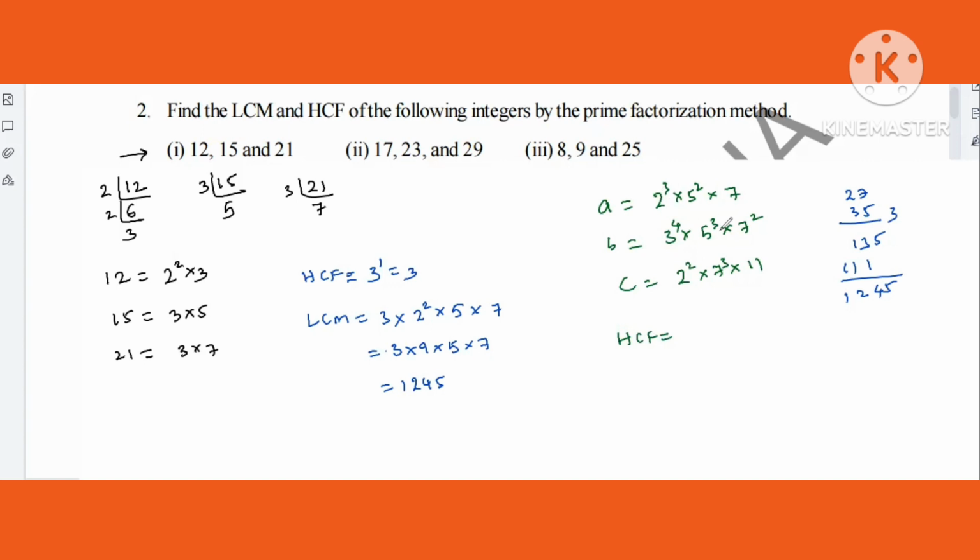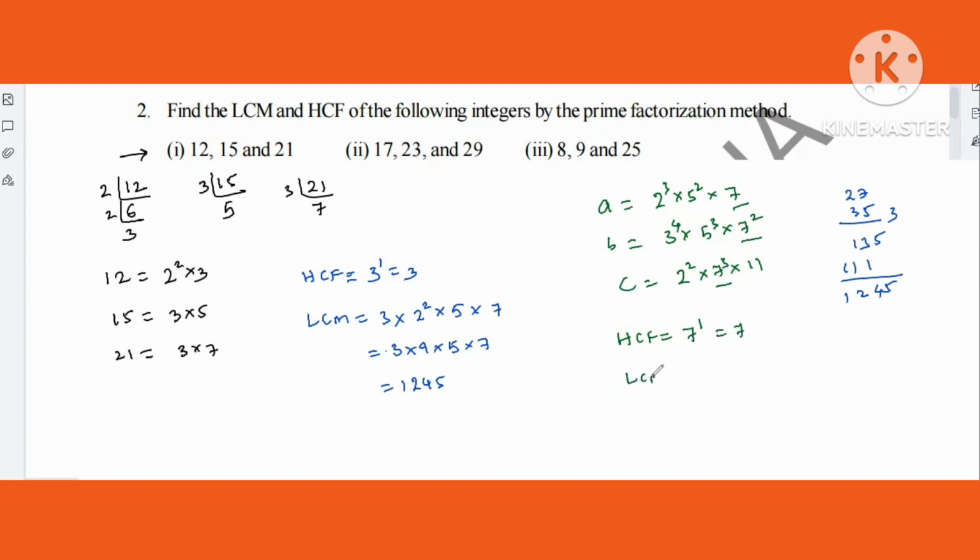So here, what is the common base? 2 is not a common base for all the numbers. 5 is there, but 5 is only in 2 numbers, so that's also not a common base. 7 square, 7 cube, and here 7 only: 7 is the common base. In that the least power is 1. So HCF is 7 power 1, which is 7.